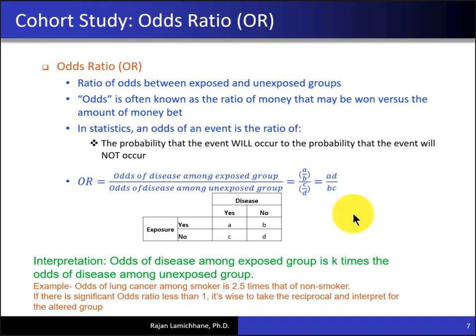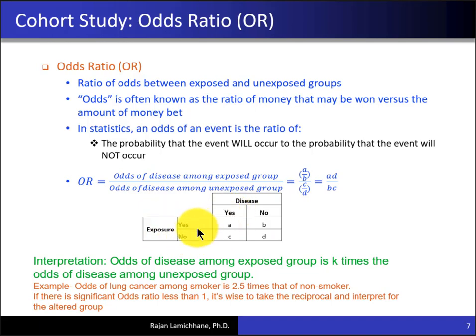So what are odds? Odds provide a measure of the likelihood of a particular outcome. They are calculated as the ratio of the number of events that produce that outcome to the number of events that do not. Let's see this example in a similar contingency table. If you want to see the odds of disease among the exposed group, then this is A over B, because among the exposed group, A of them have the disease and B of them don't. So it is just the ratio between disease versus non-disease cases.